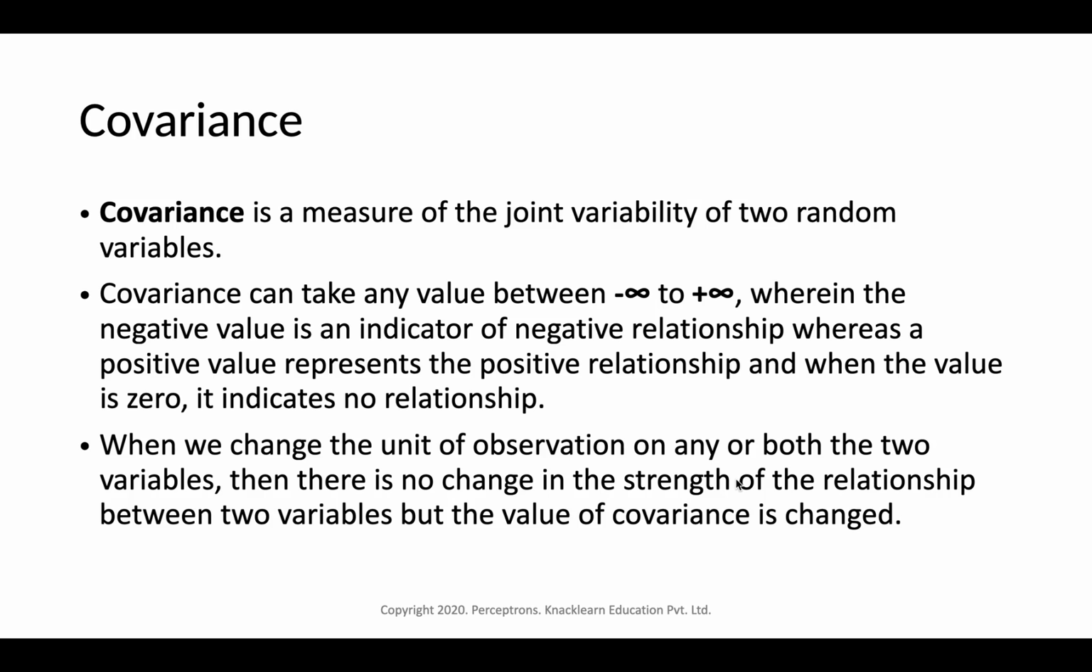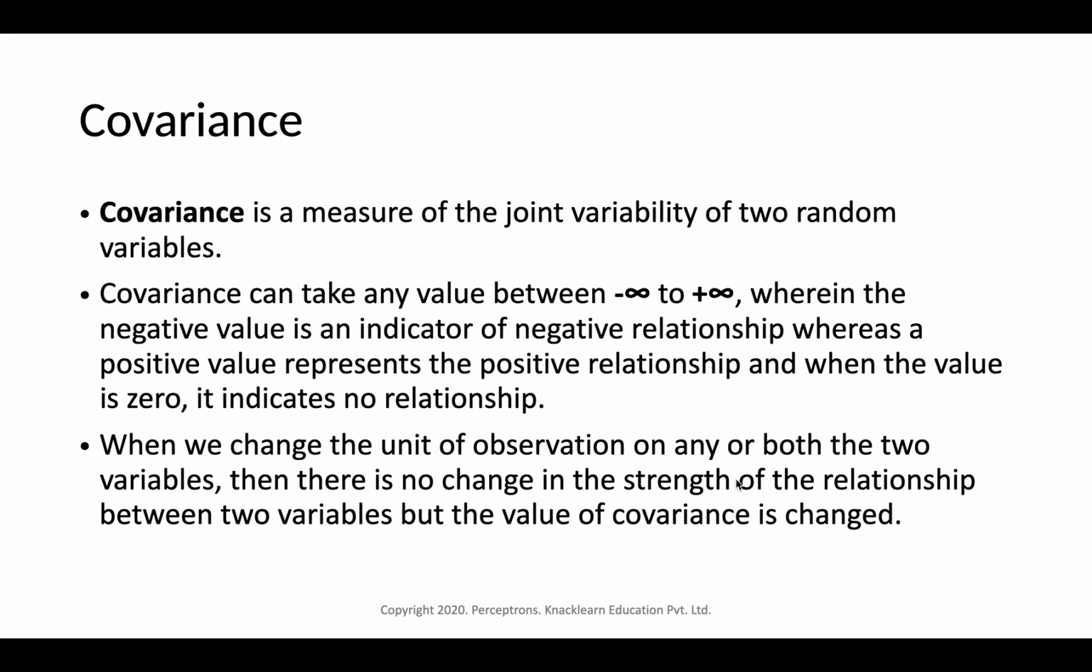So if we get a negative value from the covariance measure, that will indicate that there is a negative relationship between the variables. If we get a positive value, it represents there is a positive relationship, and when the value is 0, it indicates that there is no relationship among the variables.